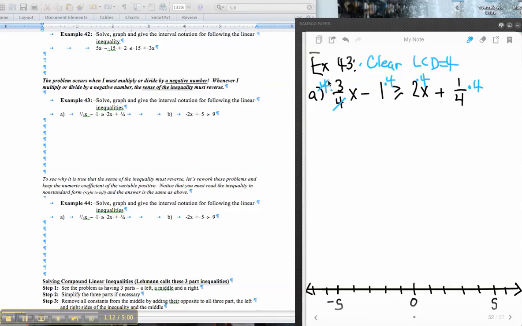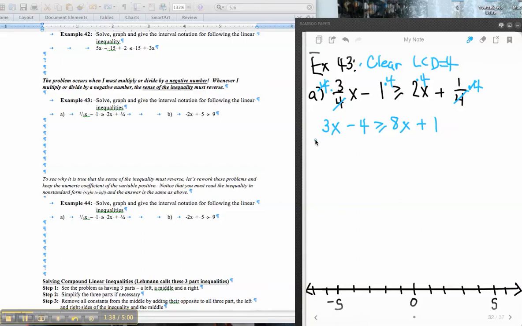We multiply and we cancel, and then we multiply out. So our first term on the left looks like 3x minus 4 times 1, because there's nothing to cancel, 4, greater than or equal to 4 times 2, which is 8x, again nothing to cancel, plus, and the 4's cancel, so 1 times 1, which is 1. Now it's cleared, so it's easier to see how to solve the problem.